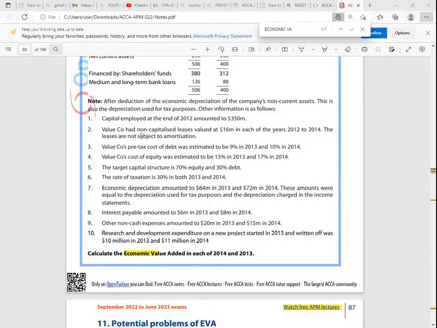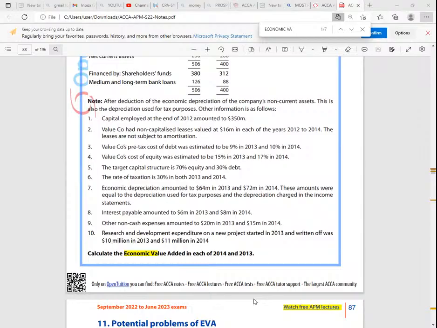Value company had non-capitalized leases valued at 16 in each of the years 2012 to 2014. The leases are not subject to amortization. So, ladies and gentlemen, what do you think we should do as regards these leases in the income statement? Nothing.